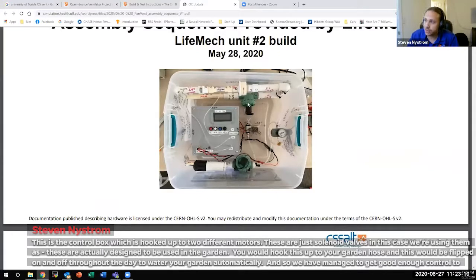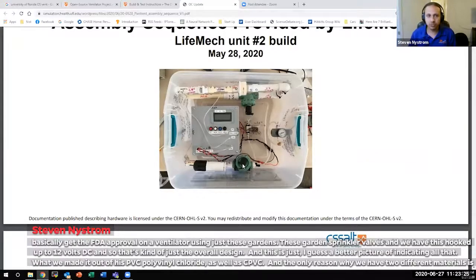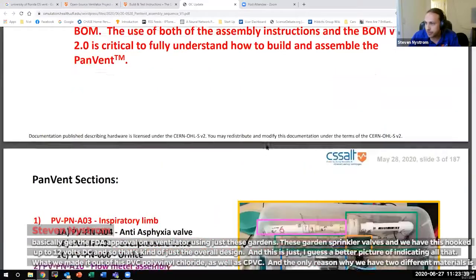These are just solenoid valves, and in this case, these are actually designed to be used in the garden. You would hook this up to your garden hose, and it would be flipped on and off throughout the day to water your garden automatically. We have managed to get good enough control to basically get the FDA approval on a ventilator using just these garden sprinkler valves. And we have just this hooked up to 12 volts DC. That's kind of just the overall design.